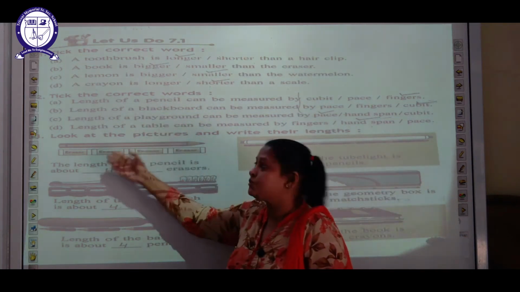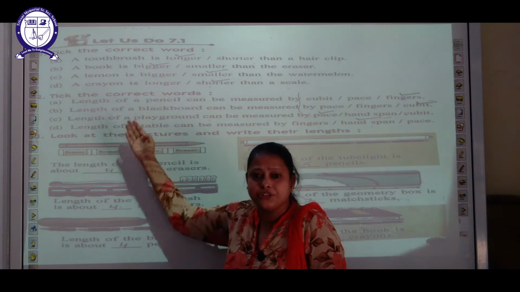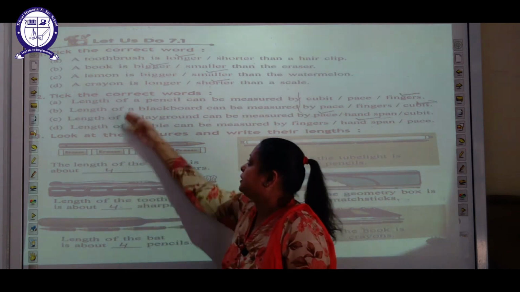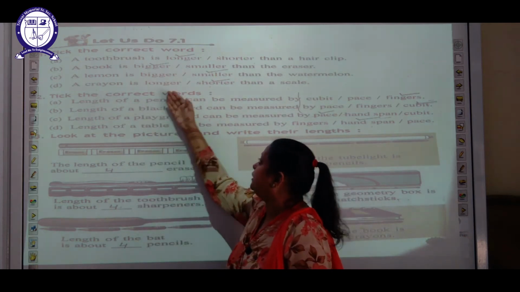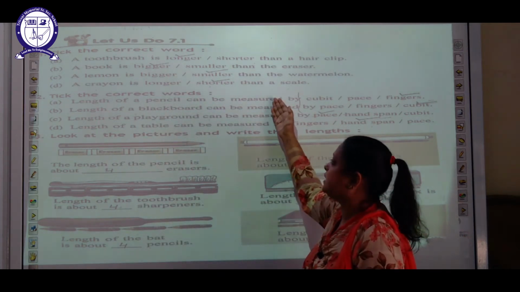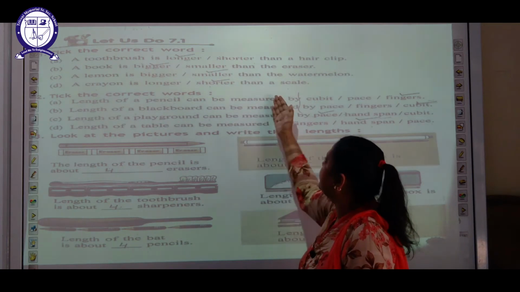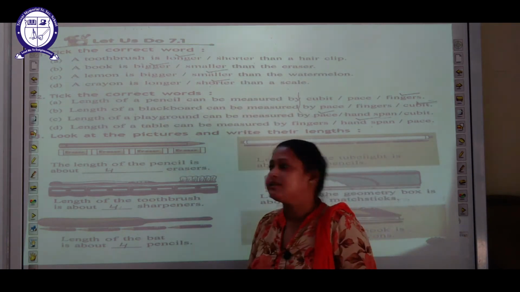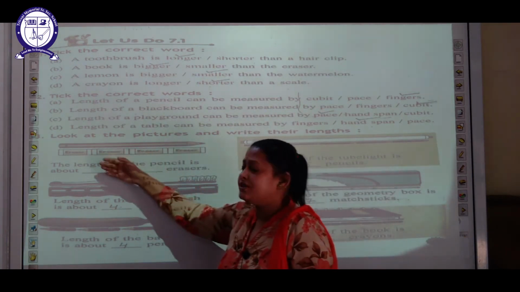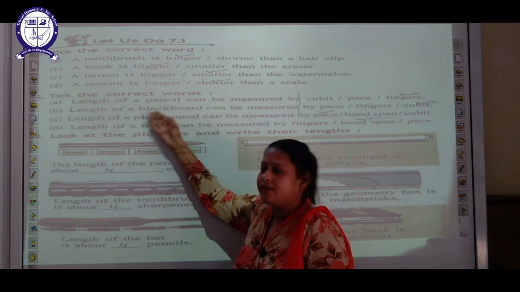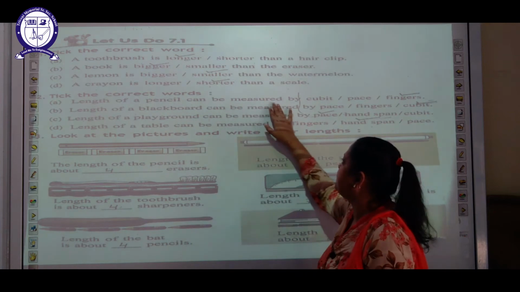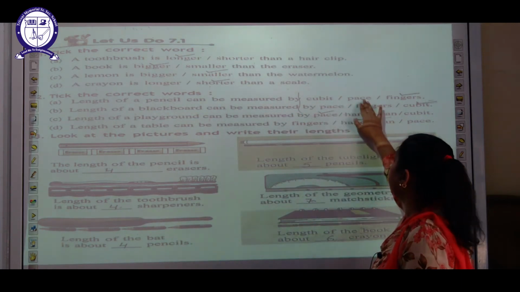Let us see the next question. A crayon. Have you seen a crayon, students? Yes, a crayon is used to color pictures. Is a crayon longer or shorter than a scale? Students, a crayon is shorter than a scale. Now next question. Tick the correct words. Length of a pencil can be measured by cubit, pace, or finger.